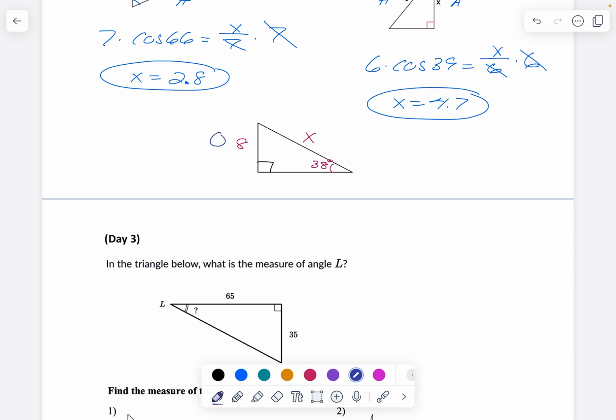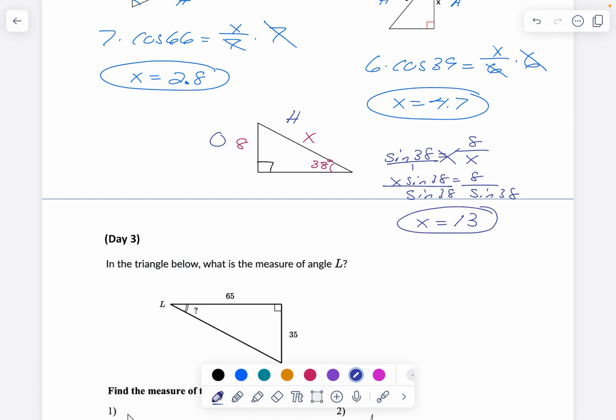Well, in this case, this is opposite, that's hypotenuse. So we're going to do sine 38 equals 8 over x. And remember, this is the one where we're going to do that. Now, if you remember that it ends up being 8 divided by sine, that's fine. But we're going to do x times the sine of 38 equals 8. Divide both sides by the sine of 38. And we get x equals, let's see, 8 divided by sine 38, 13, rounded to the nearest tenth. Okay, so another one of those to practice.